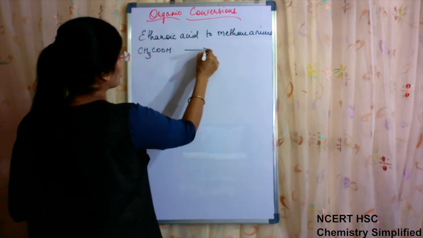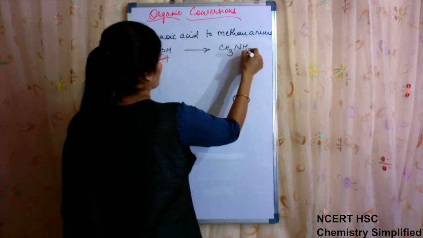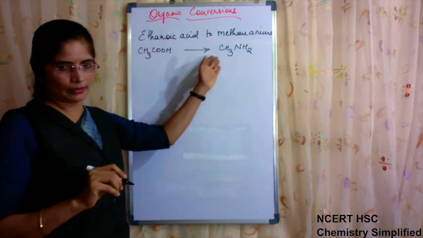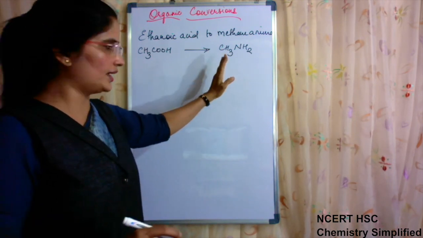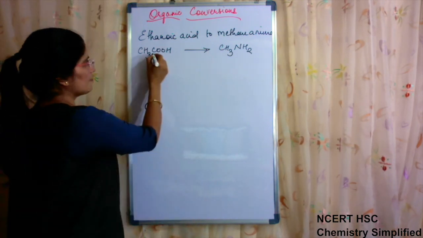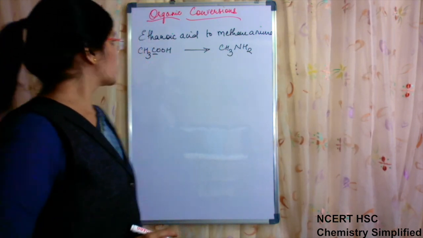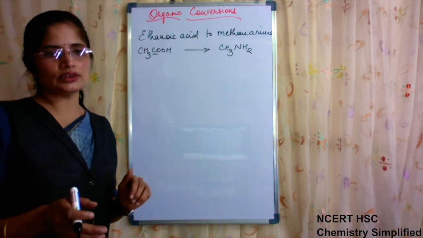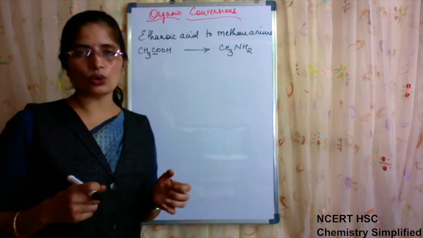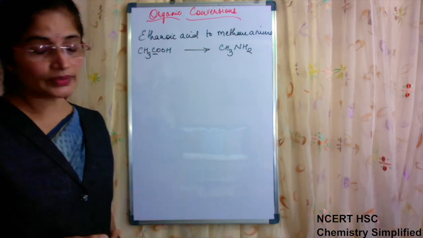CH3COOH. We want to convert into CH3NH2. Amine is NH2, methanamine. Now, when we just look at it, we first realize in the first step that we have to reduce one carbon atom in it. Okay, so one carbon atom should be less. Now, for doing conversions, the important thing is that all reactions should be there in the mind, then only we can start with the conversion.